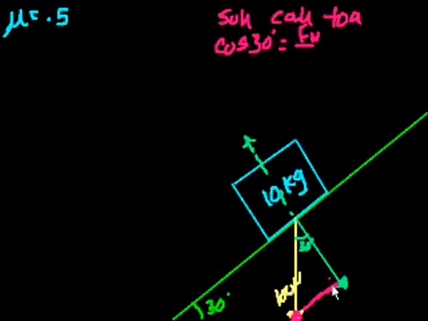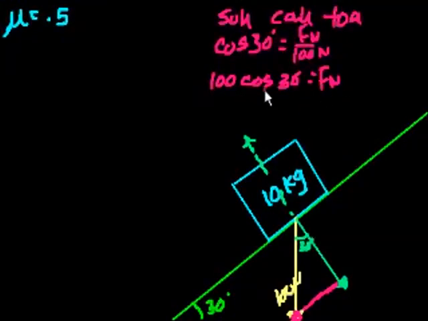Well, it's equal to the magnitude of this force over the hypotenuse, which is the force of gravity, 100 newtons. So it's 100 cosine of 30 degrees, which equals the normal force. And the cosine of 30 degrees is square root of 3 over 2. So 100 times the square root of 3 over 2. That's 100 divided by 2, that's 50 square roots of 3. 50 square roots of 3 equals the normal force. So the magnitude of this vector is 50 square roots of 3, and the magnitude of this vector is 50 square roots of 3.